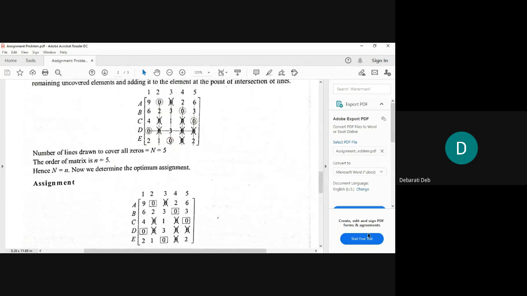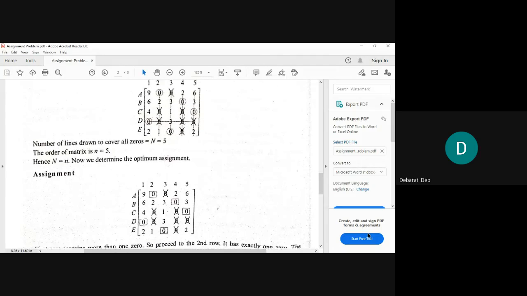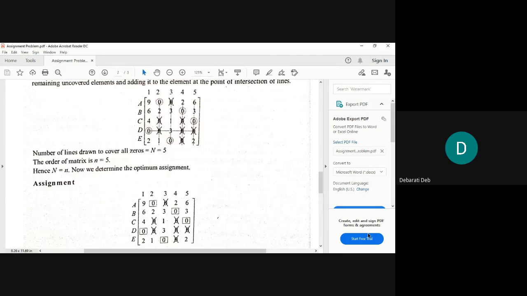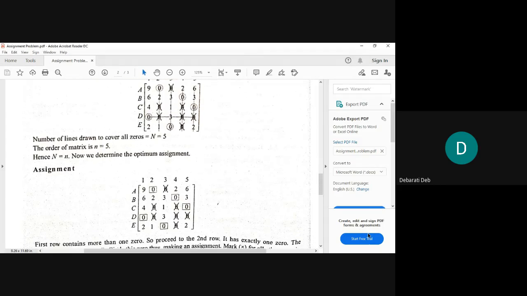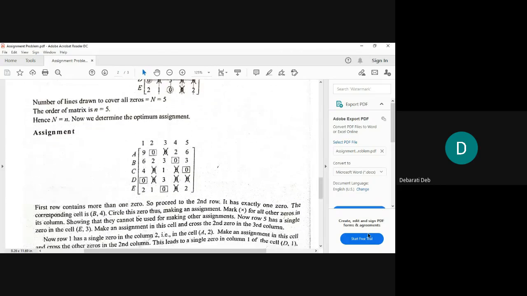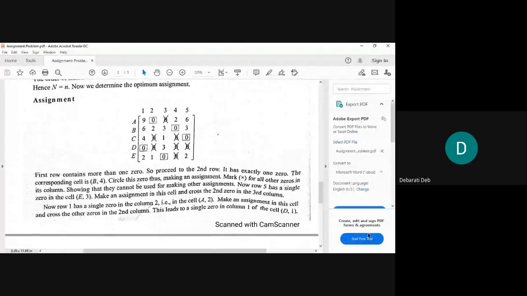If we come across this situation, we will understand it better. But in most cases, you will find that all the zeros have been marked. That is a rare case. So hopefully you have written this particular line, hence n equals n. Now we determine the optimum assignment.